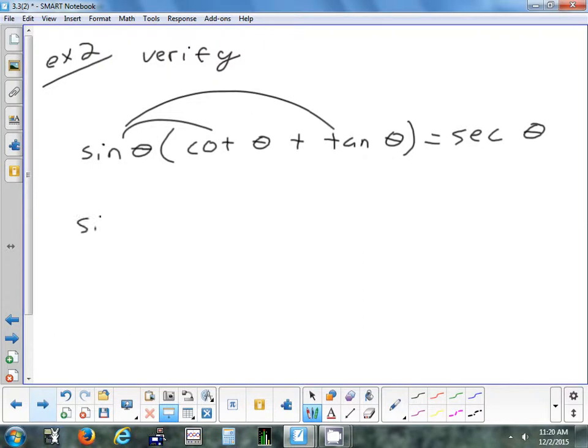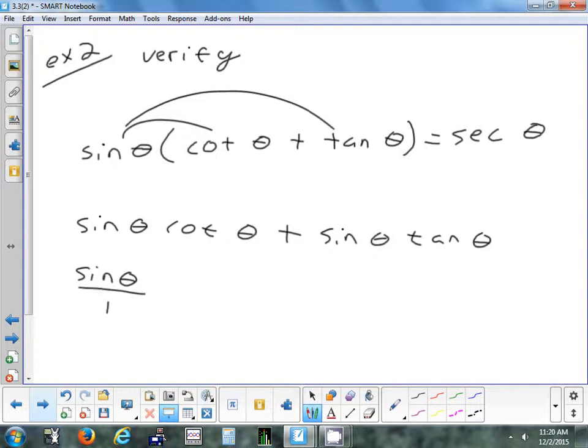So sine times cotangent plus what's going to come after it? Sine times tangent. Now, every problem that I give you, I've done out, and I know things cancel. So things will cancel out. Okay, what should we try next? Yeah, let's change everything to sines and cosines. Okay, leave that. Dakota, what's cotangent?